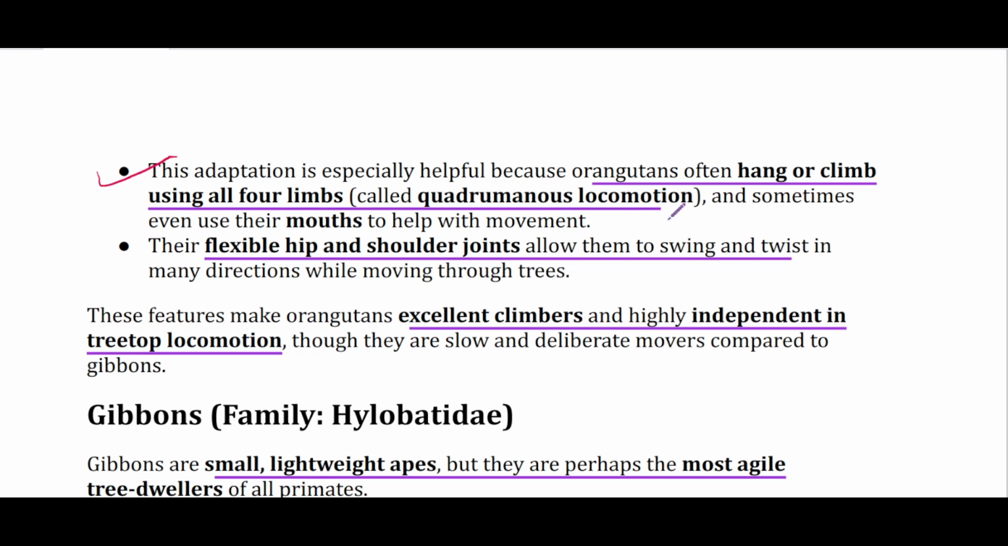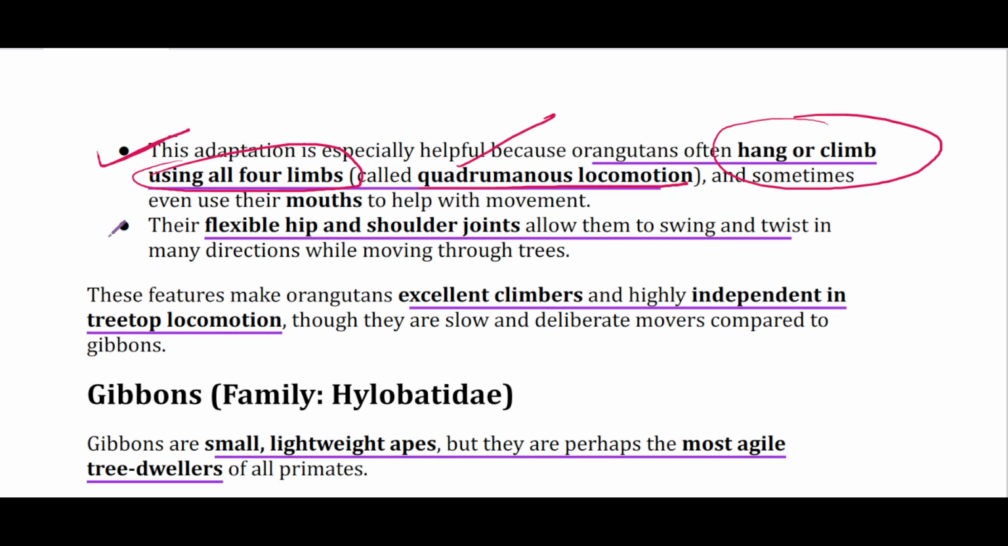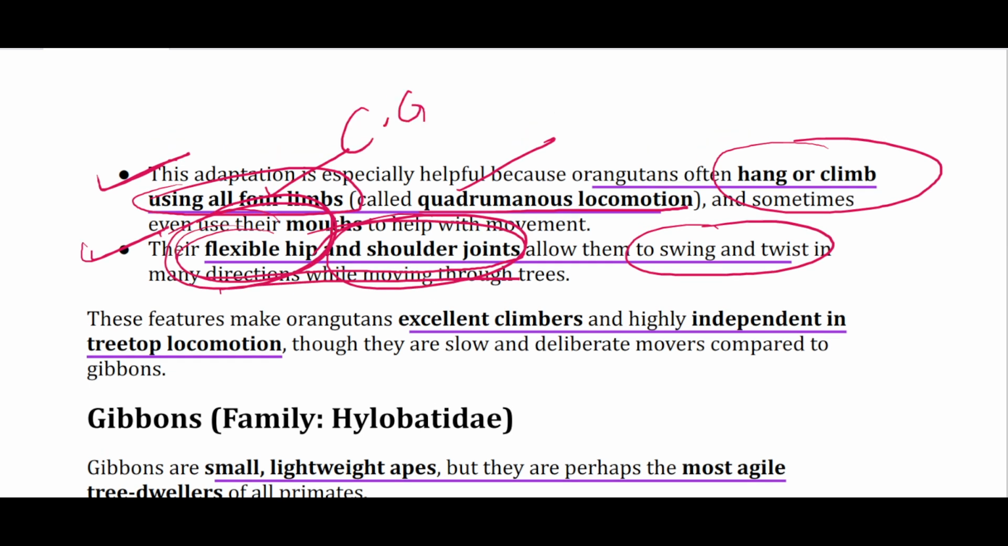Then these adaptations are helpful for orangutan because they often hang or climb using all four limbs. जो अभी आपको बताया था, they have unique locomotion. Quadrupedal locomotion means they use all their four limbs to climb on tree canopies. Then they have flexible hip and shoulder joints, which allow them to swing and twist in many directions while moving through trees. और ये flexible hip का भी आपको बताया, shoulder joints तो ठीक है, for movement are necessary. In flexible hip, it is a mechanism to share balance across different body parts.